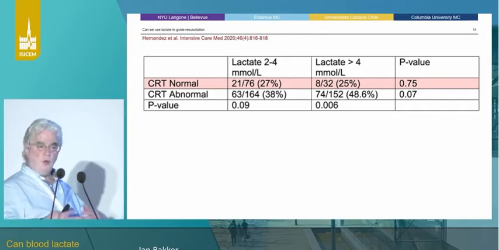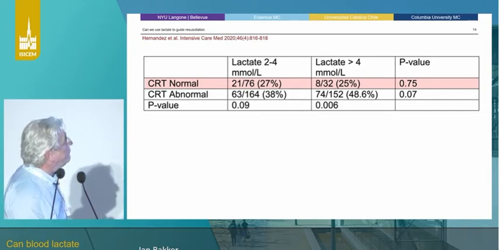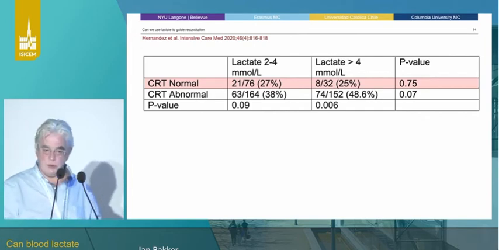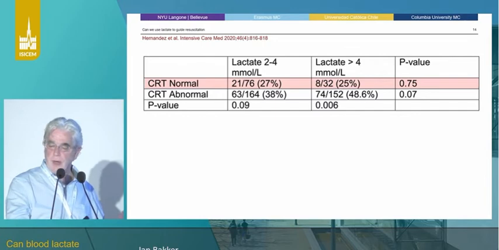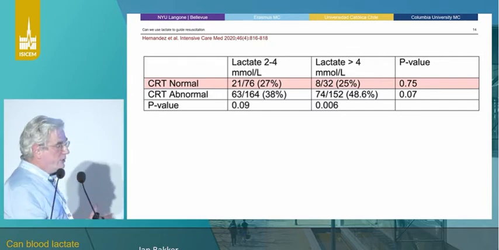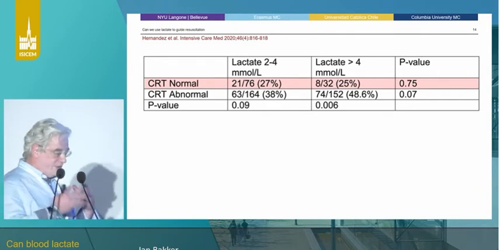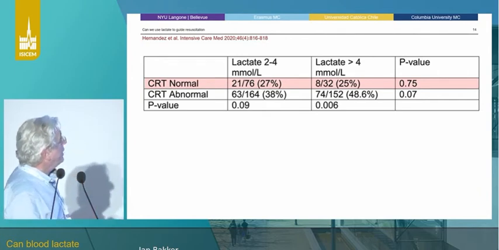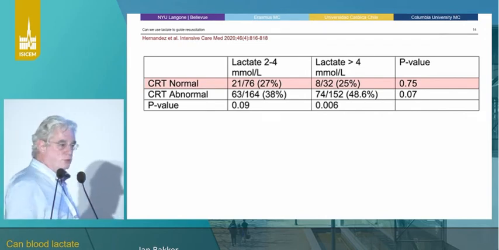It's only if you combine the increased lactate of more than 4 with an abnormal perfusion indicator, like we showed in the other studies. So the combination of a perfusion abnormality, whether that's capillary refill time or SCVO2, or maybe delta PCO2, that combination is something you should really target. But if your capillary refill time is normal, it doesn't seem to benefit to target lactate.